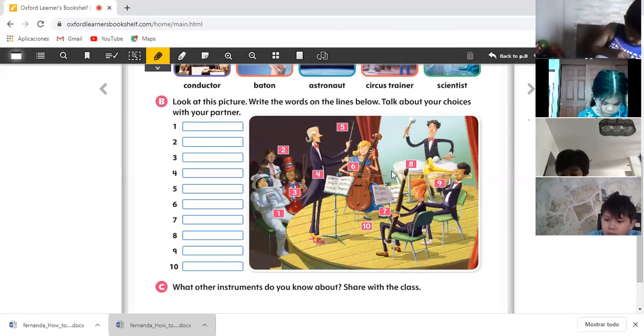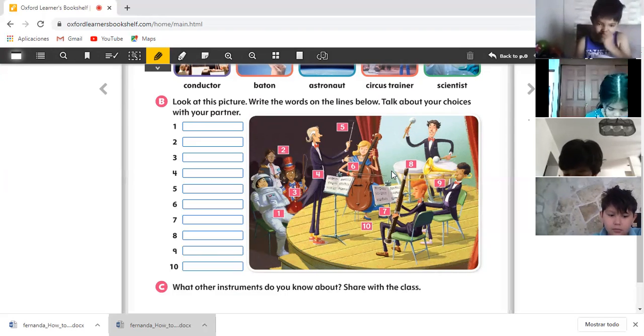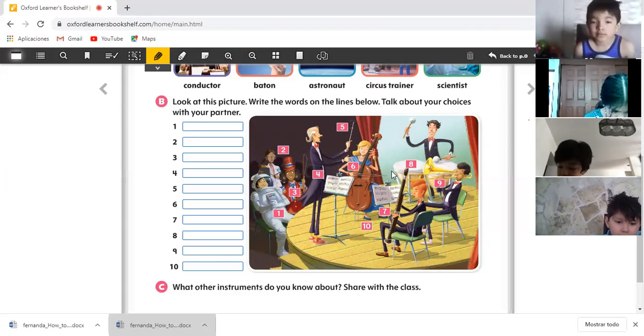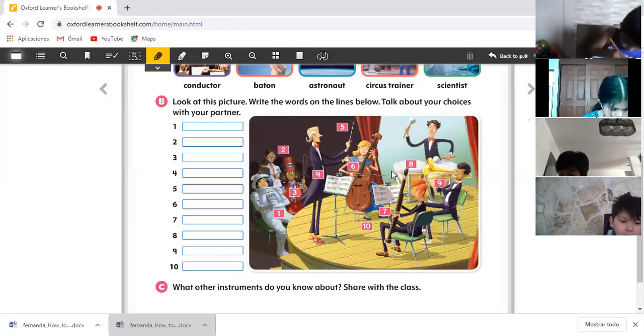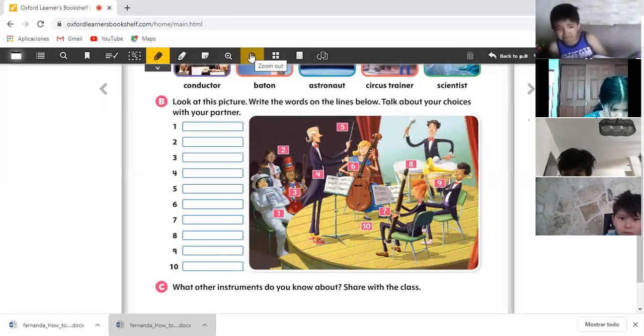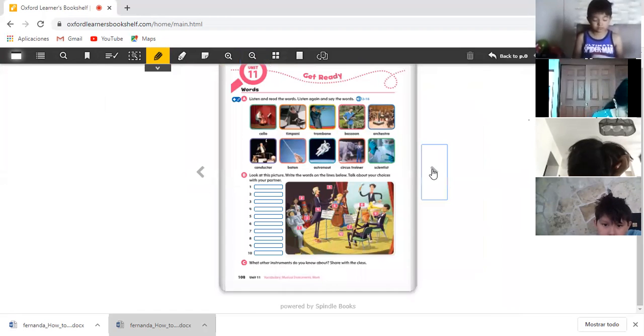What instruments are missing? What does Daniela play? A guitar, okay. What else is missing? A violin. What about like this? A harp, and many, many instruments, right? There are many instruments. Very good. Okay, next page.